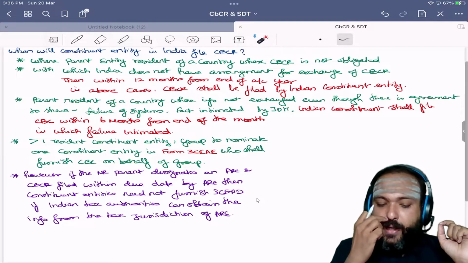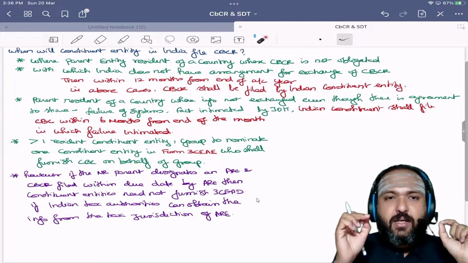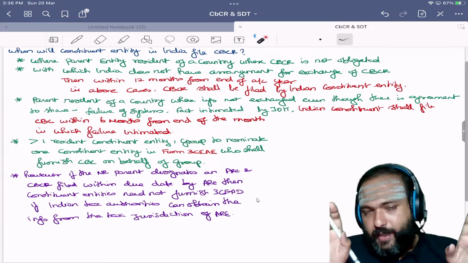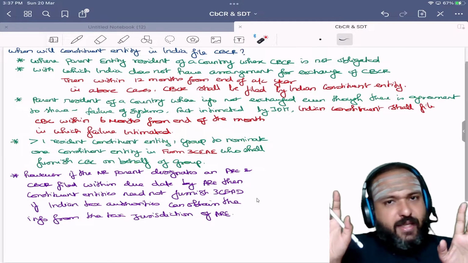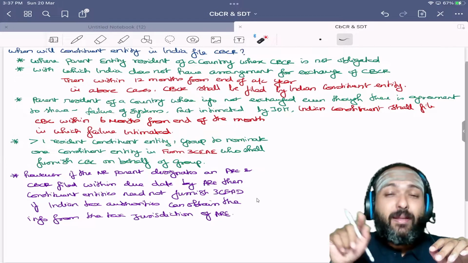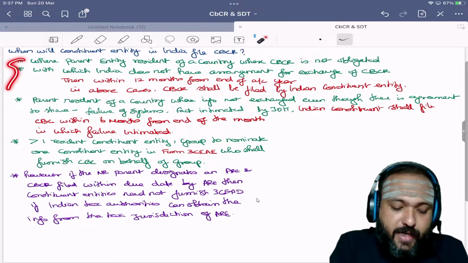When will the constituent entity in India be required to file CBCR? Sir, whenever they are considered as alternate reporting entity. Yes, you are right. Whenever they are alternate reporting entity, they are supposed to file. Agreed. But can there be exceptions to the rule that only parent or alternate reporting entity should file? Yes, there can be. That exception is what is getting covered here.